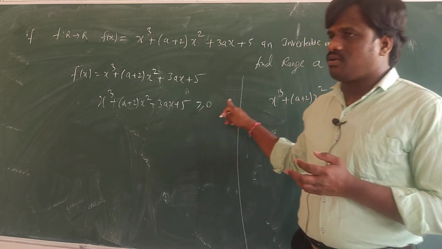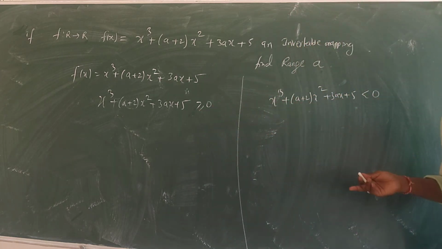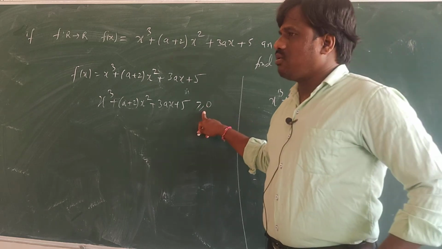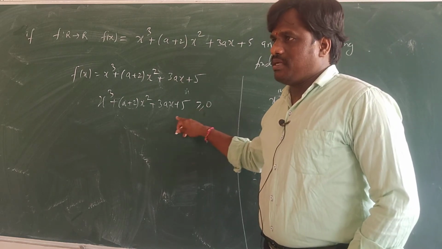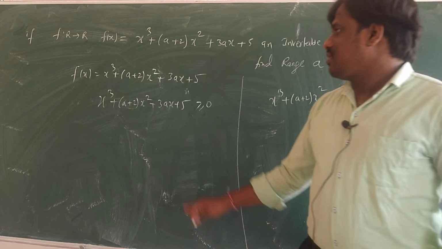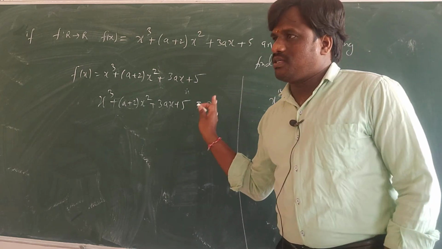One is greater than or equal to 0, one is less than 0. Can I take it or not? Acha. Right. Fine. If this is greater than or equal to 0, then what should be the discriminant?